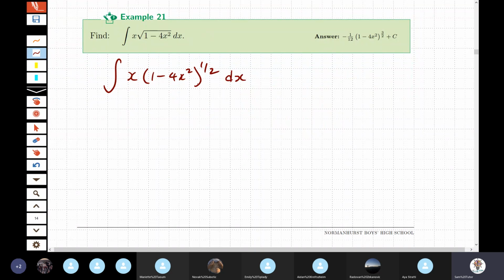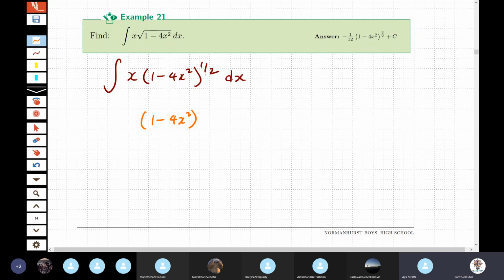All right, x times (1 minus 4x squared) to the power of a half. Aya, do you want to give it a shot? Tell me. The first thing I'm going to write here, bracket, 1 minus 4x squared to the power of a half.